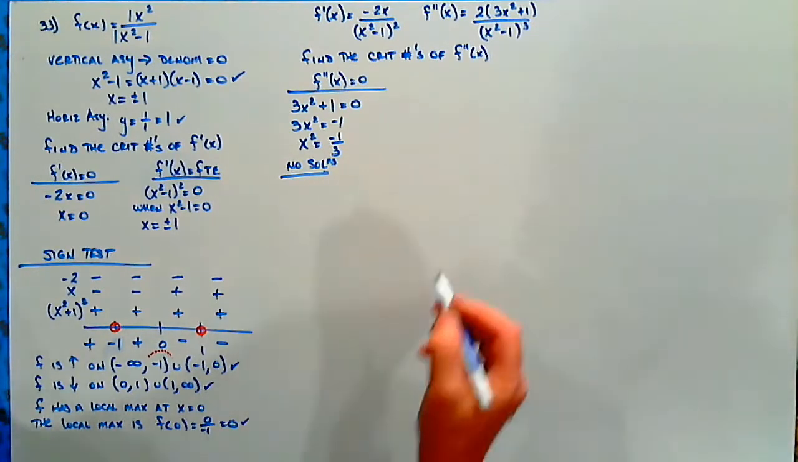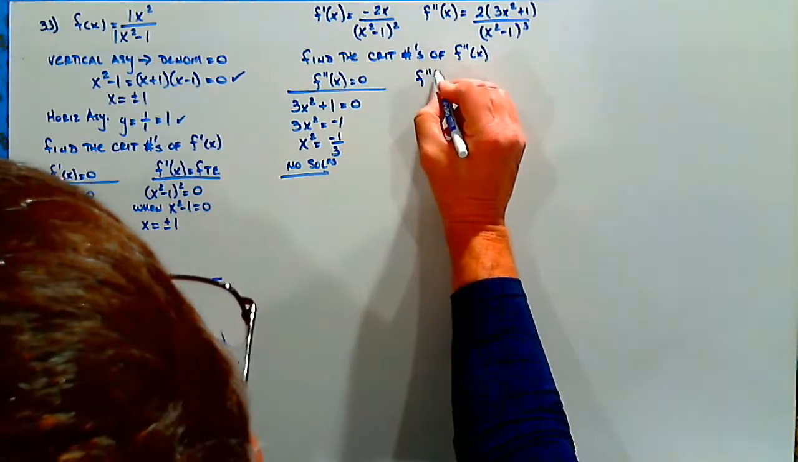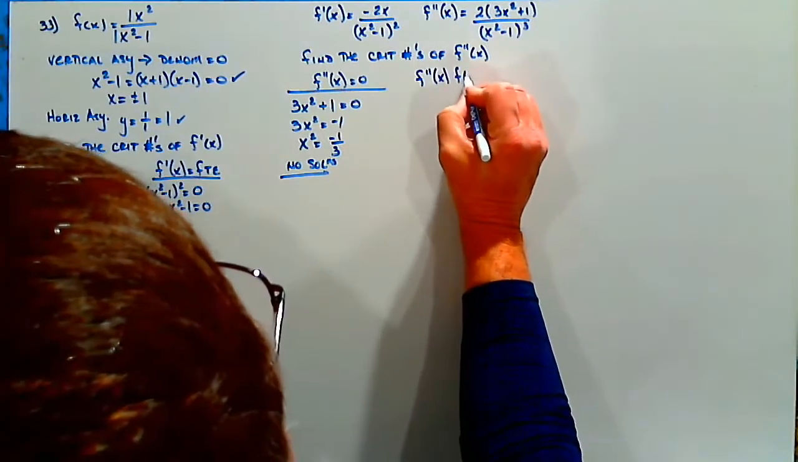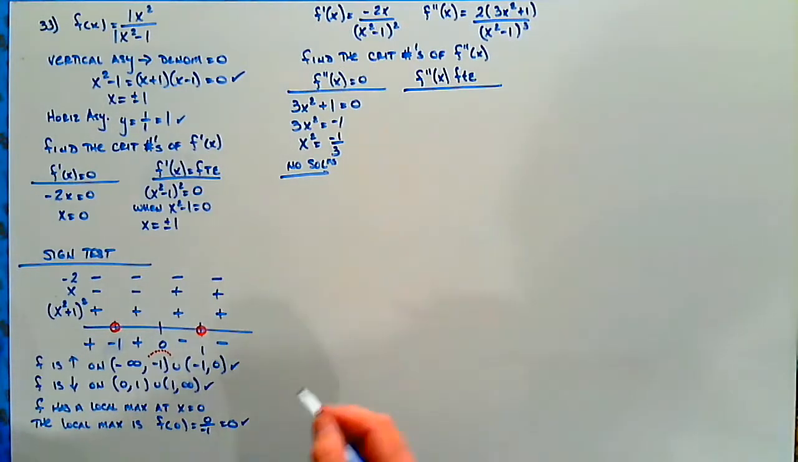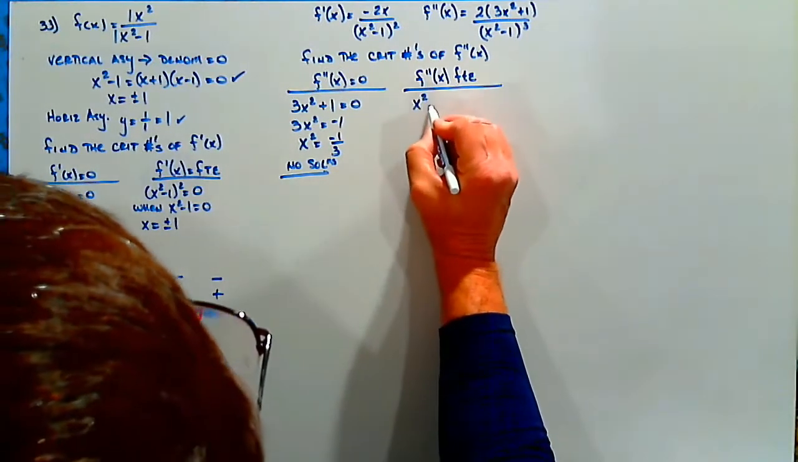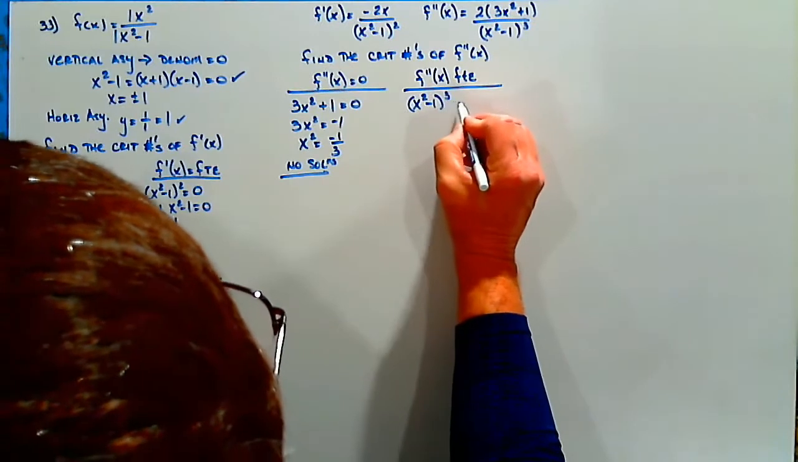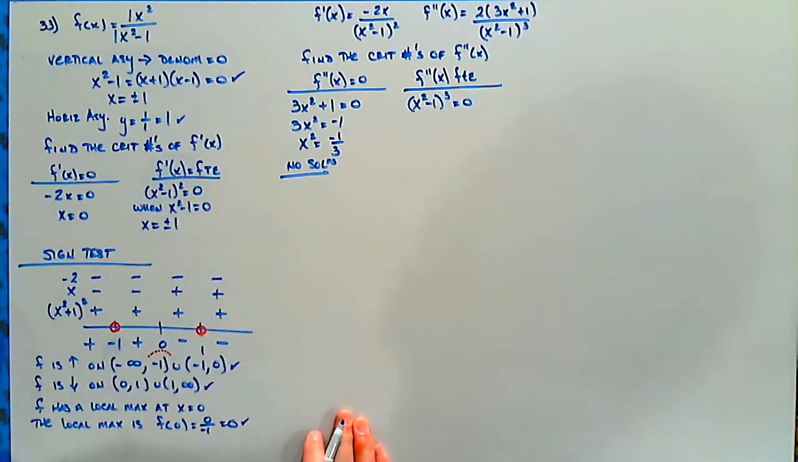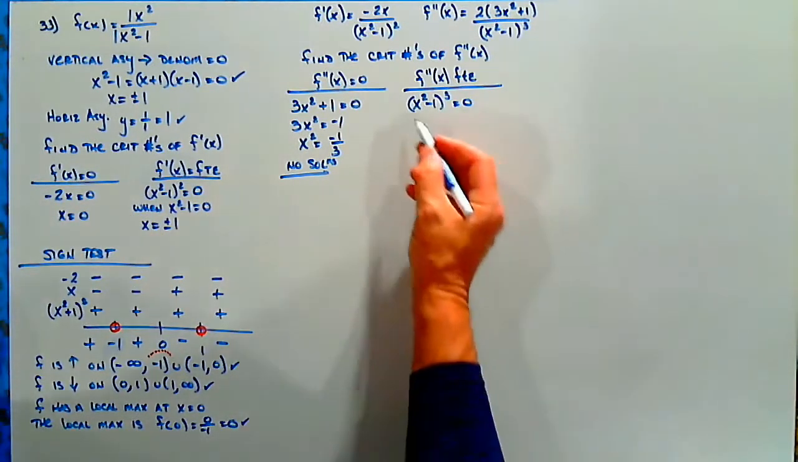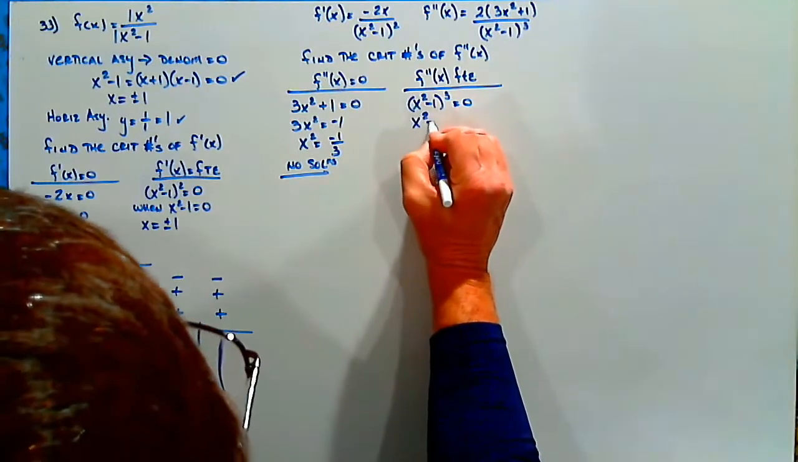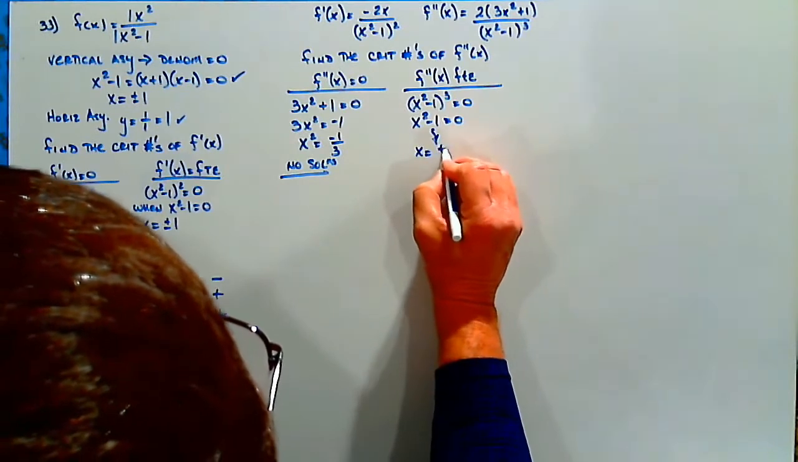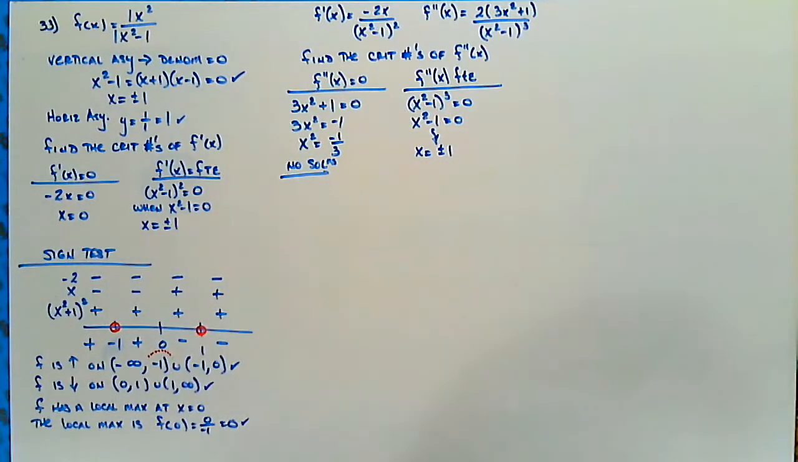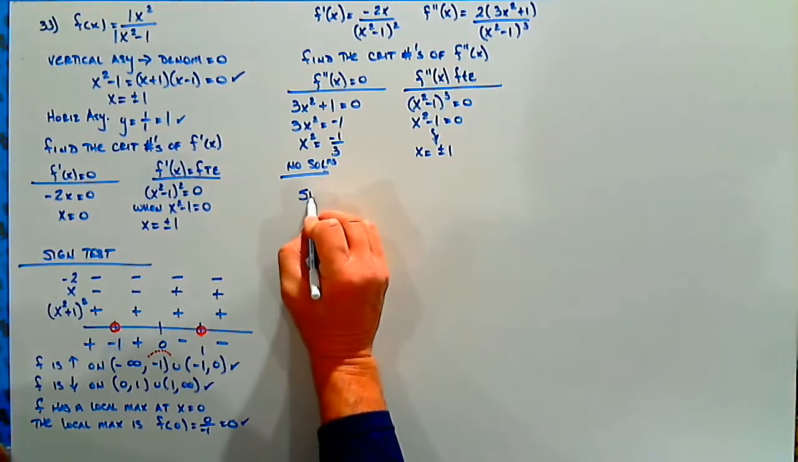What about, however, where f double prime of x fails to exist? Well, here we know when this is going to fail to exist. It's going to fail to exist when x squared minus 1 cubed equals 0. Well, we've played this game. This happens when x squared minus 1 equals 0, and we know that gives us x equals plus or minus 1. So we do have 2 points for our sign test, so we're going to have to run our sign test.